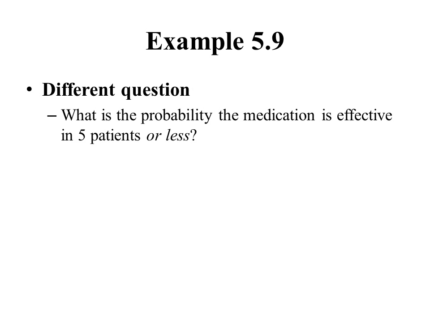Okay. So let's work with the same example, but ask a slightly different question. What's the probability the medication is effective in 5 patients or less? So we're not interested in just exactly 5 patients. We're interested in 5 or 4 or 3 or 2 or 1 or 0. And so we could calculate it in this way. We could find the probability of exactly 5 successes, and then exactly 4, and then exactly 3, and exactly 2, and exactly 1, and exactly 0, and then add those probabilities together.